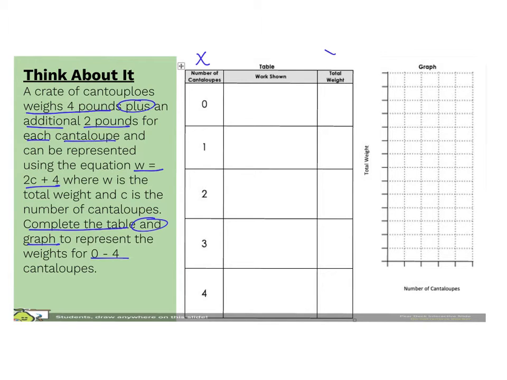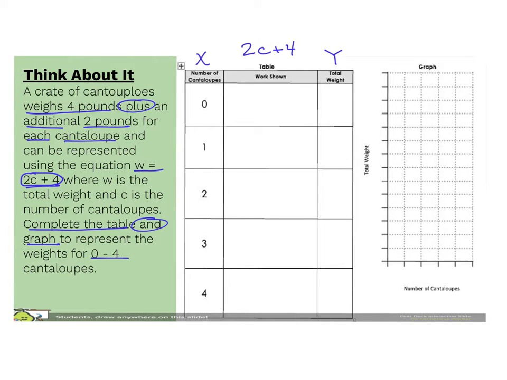So whenever you have a table, the first column is always your X value. The last column is always your Y value. In the middle, you don't put the entire equation. You just put whatever's after the equal sign, the expression. So in the middle, we're going to put the 2C plus 4.